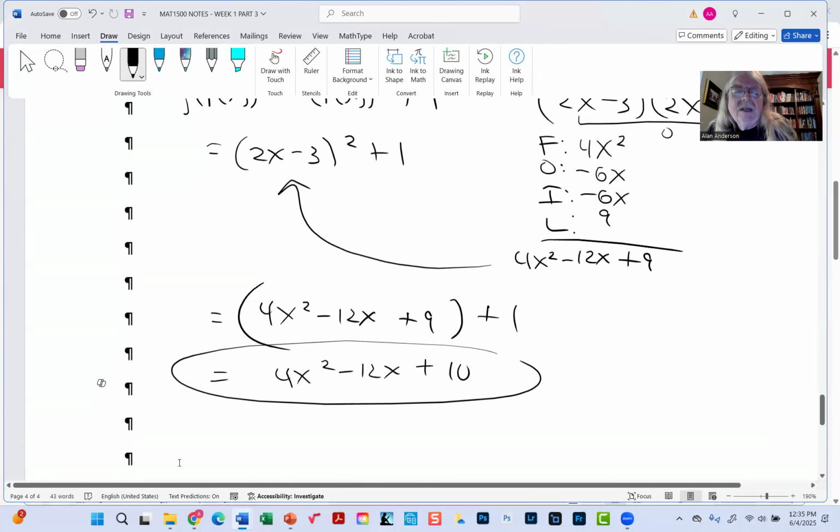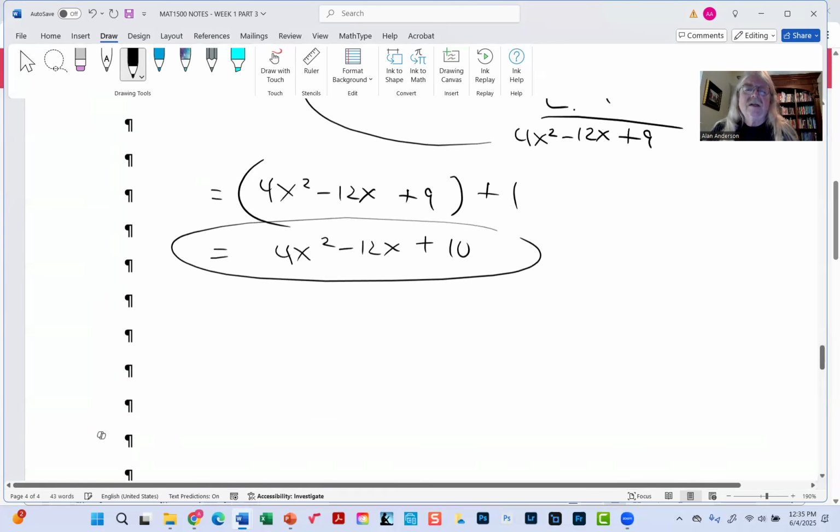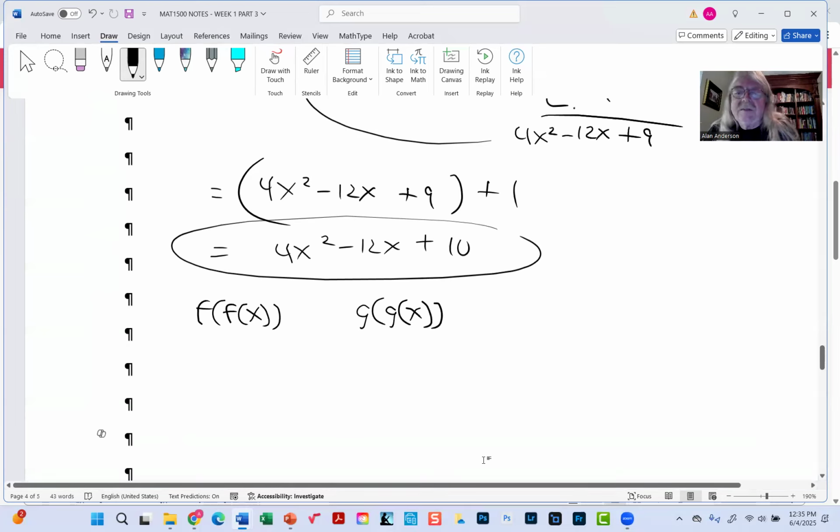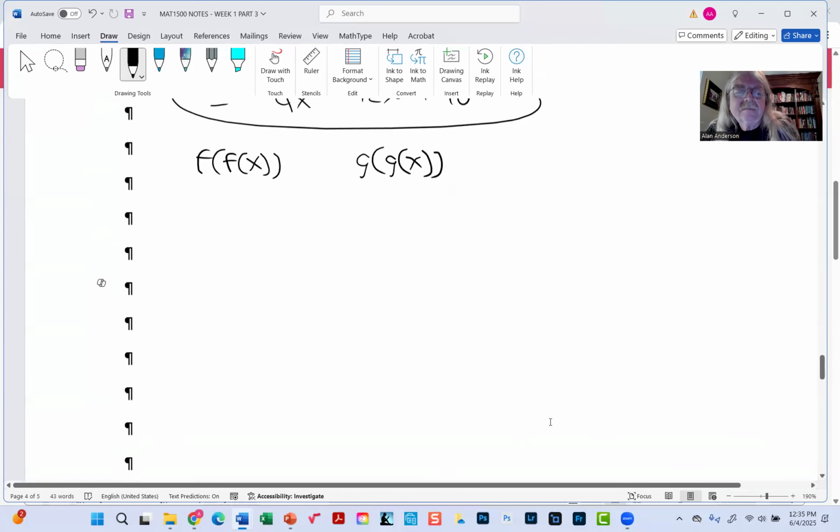By the way, I want to mention, we don't have to do it right now, but when it comes to composite functions, we could also define f of x if we wanted to, and we could have g of x, a composite function with itself. You would follow the same steps, okay?